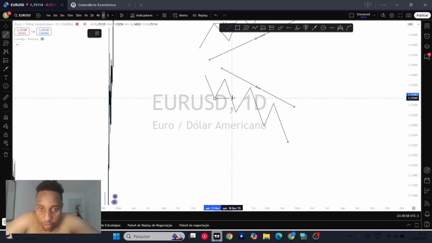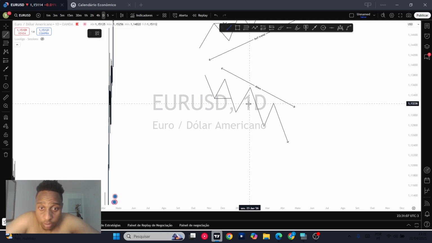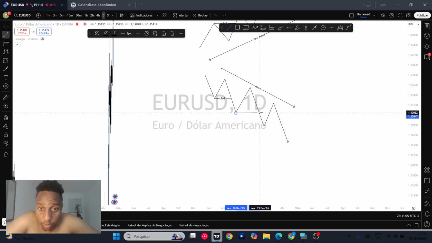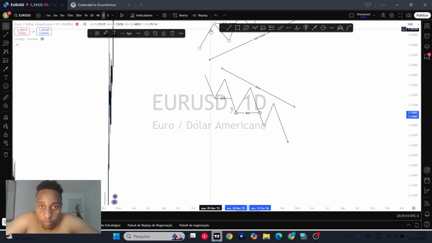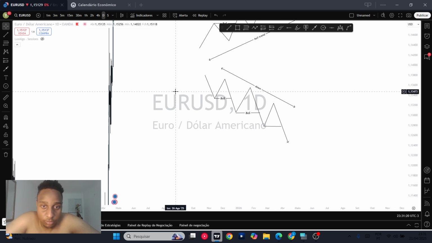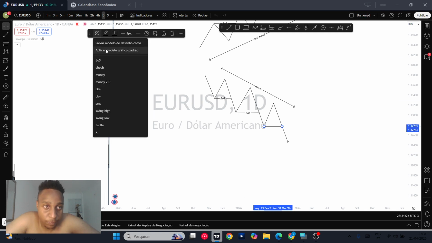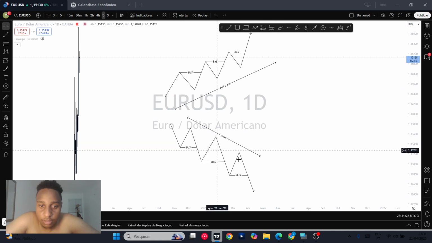So the moment price breaks the lows, we make a break of structure. Break of structure, break of structure, break of structure. So this is basic market structure: this is in an uptrend, this is in a downtrend.